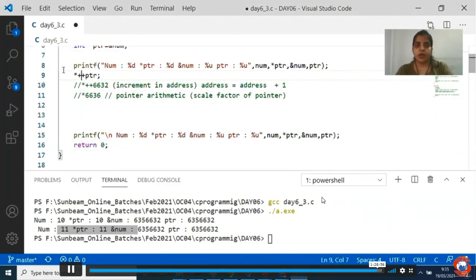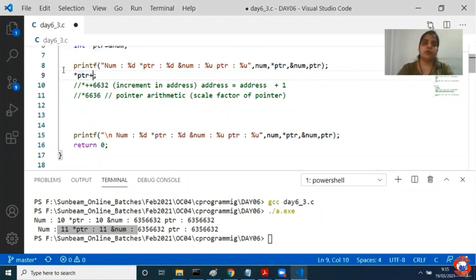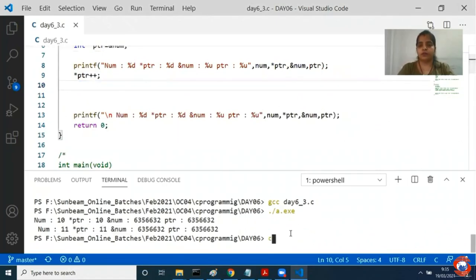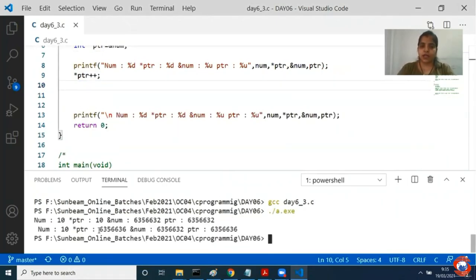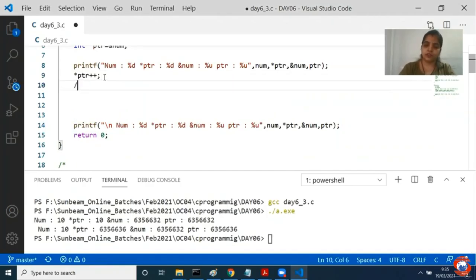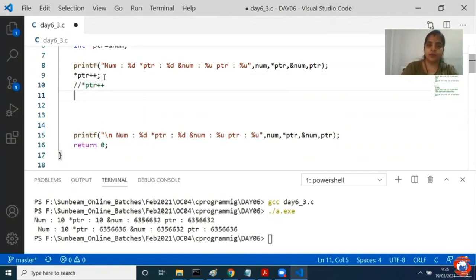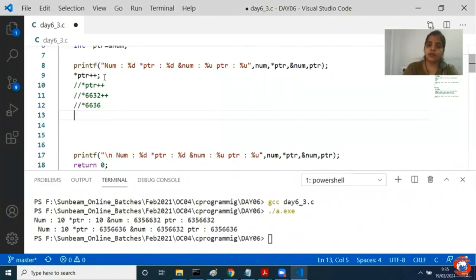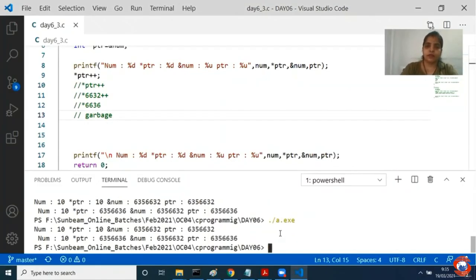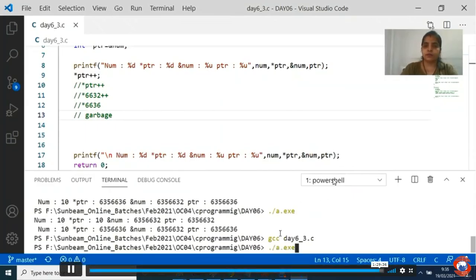Right. Suppose I just write value at ptr plus plus. Now please observe and check. In this scenario, can you see it is giving me garbage value? It is because value at ptr plus plus, how will this be treated? 6632 plus plus. Due to the plus plus having highest precedence, इसलिए पहले वो 6636 इंक्रीमेंट करेगा और आपको गार्बेज वैल्यू देगा. Can you see it is giving me garbage values?